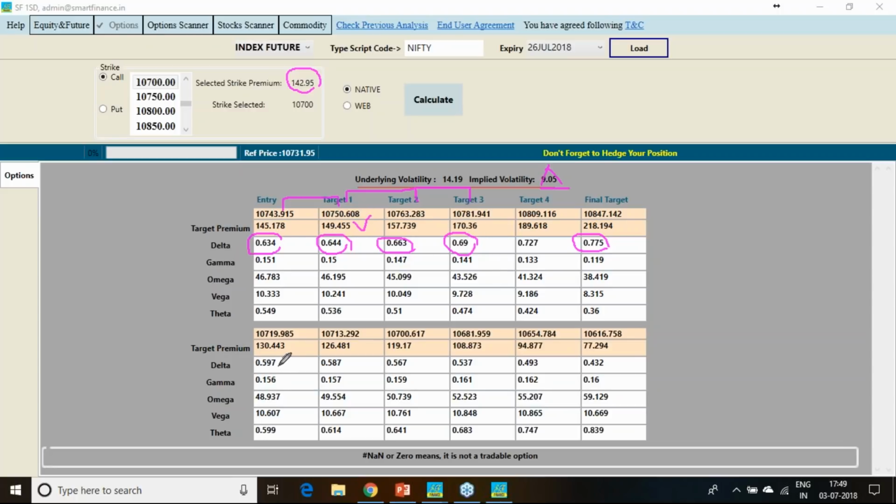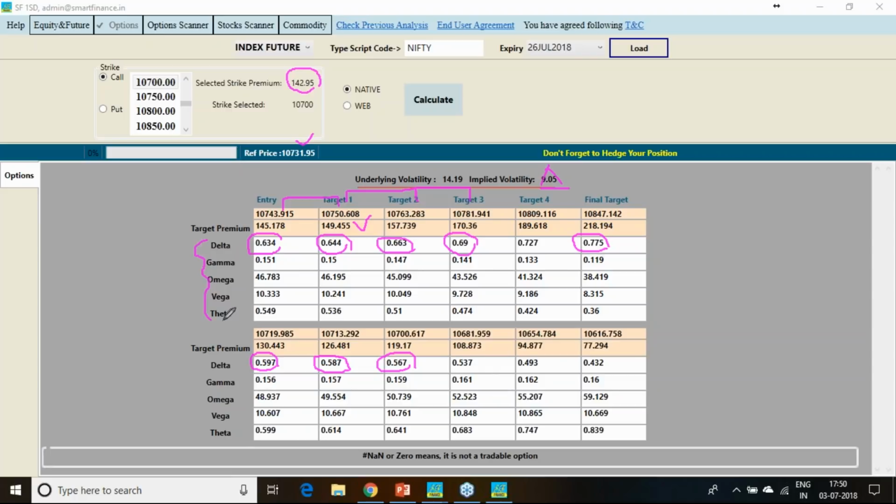Here too you can find out that once the prices are falling down, the delta is also changing. Whenever you take the current price, some delta is coming. Once the price moves, that delta is changing. So this is the dynamic delta you get here. Not only the dynamic delta, all our option Greeks are dynamic in nature.